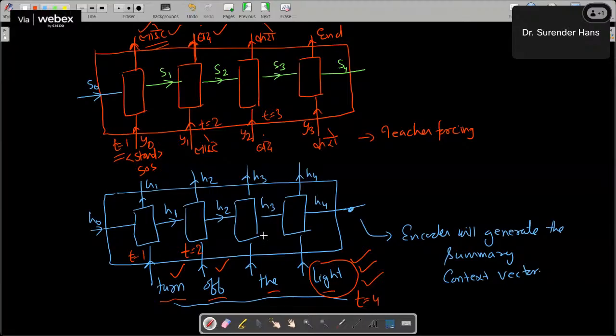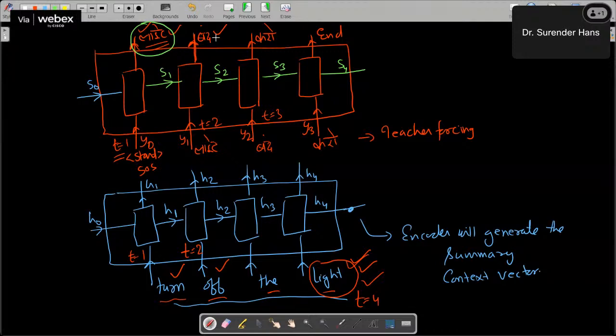So now we come to know that in this attention mechanism, we have to pass information from the encoder at every time step of the decoder: which time step of the encoder is useful. Let me repeat: just to print this word, we have to pass the information at t equals 4 of the encoder to the decoder.